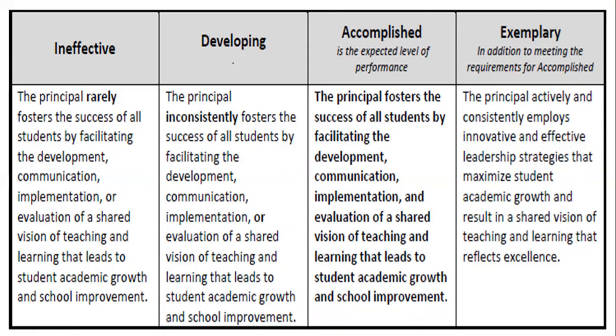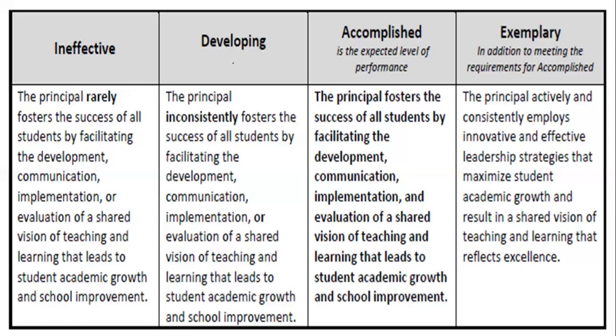Here, on the basis of the previous criteria on the basis of which the performance of the principal is evaluated, we can see ineffective, developing, accomplished, and exemplary. So the principal is ineffective if the principal rarely fosters the success of all students by facilitating the development, communication, implementation, or evaluation of a shared vision of teaching and learning that leads to students' academic growth and school improvement. And if he inconsistently fosters the success of all students by facilitating the development, communication, implementation, or evaluation of a shared vision of teaching and learning that leads to the students' academic growth and school improvement, then he can be said to be developing.